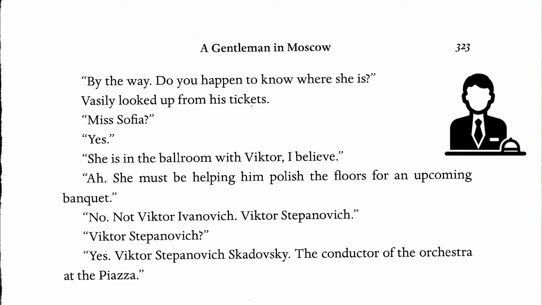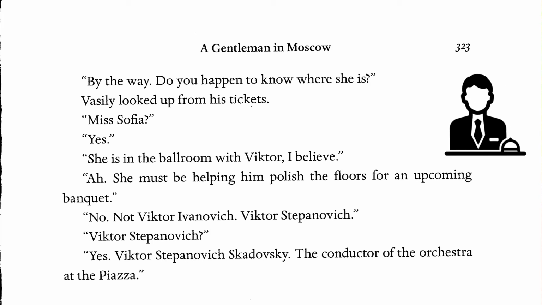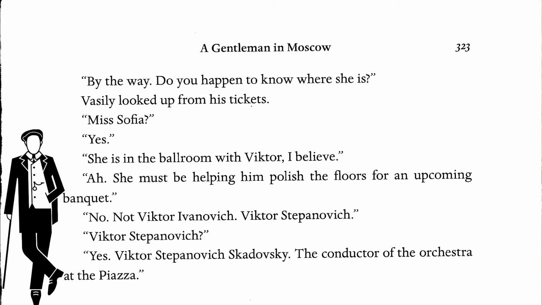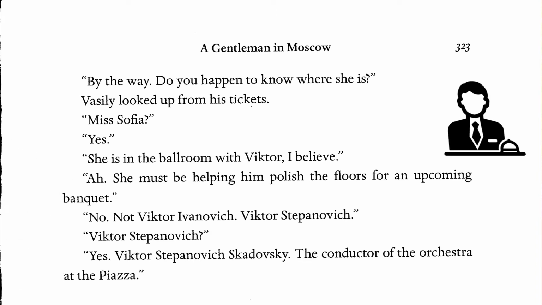Vasily looked up from his tickets. Miss Sophia, that's his daughter. Yes, she's in the ballroom with Victor, I believe. Ah, she must be helping him polish the floors for an upcoming banquet.